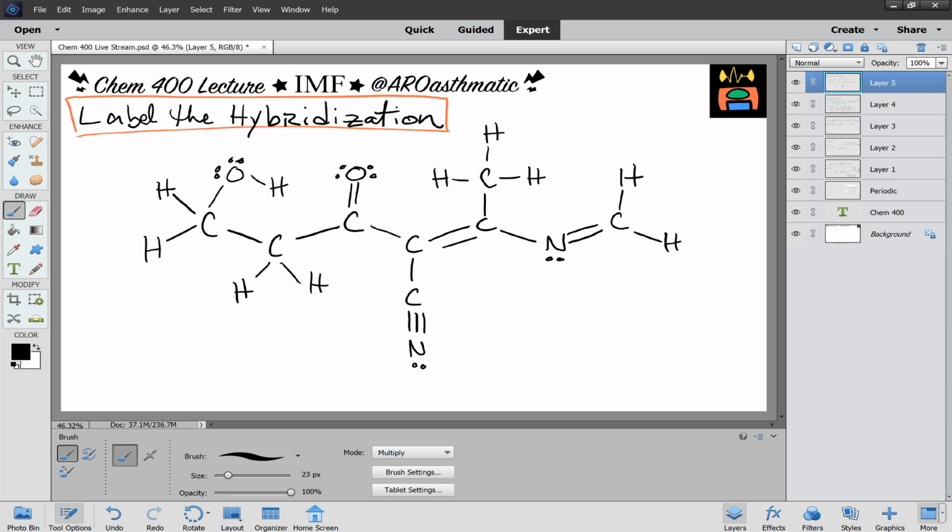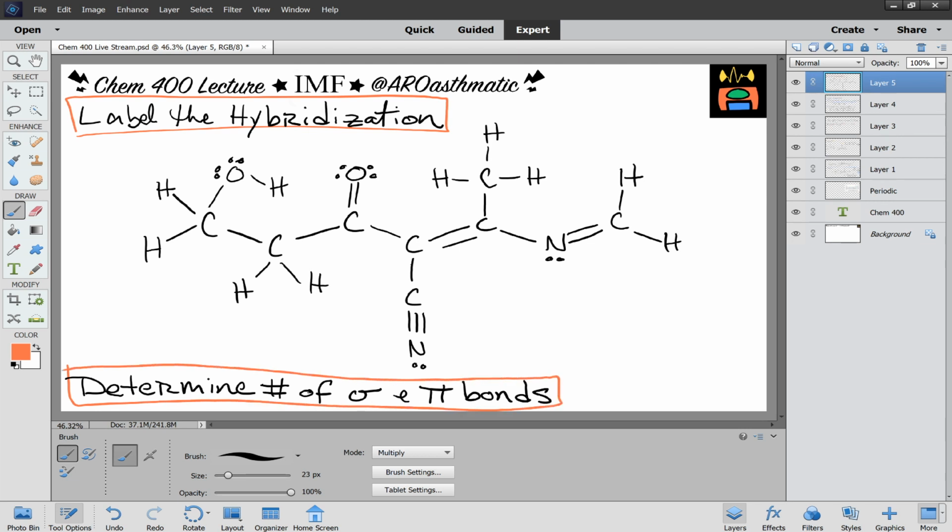So I'll ask you to do two things. One, label the hybridization. And then the second thing I'll actually ask is determine the number of sigma and pi bonds in the molecule. And again, I'm not going to do this one here. I'm putting this here so that you can try it on your own. Maybe we can talk about it in office hours. You can take a crack at it, and then if you want to see it explained a little more, we could do that there.